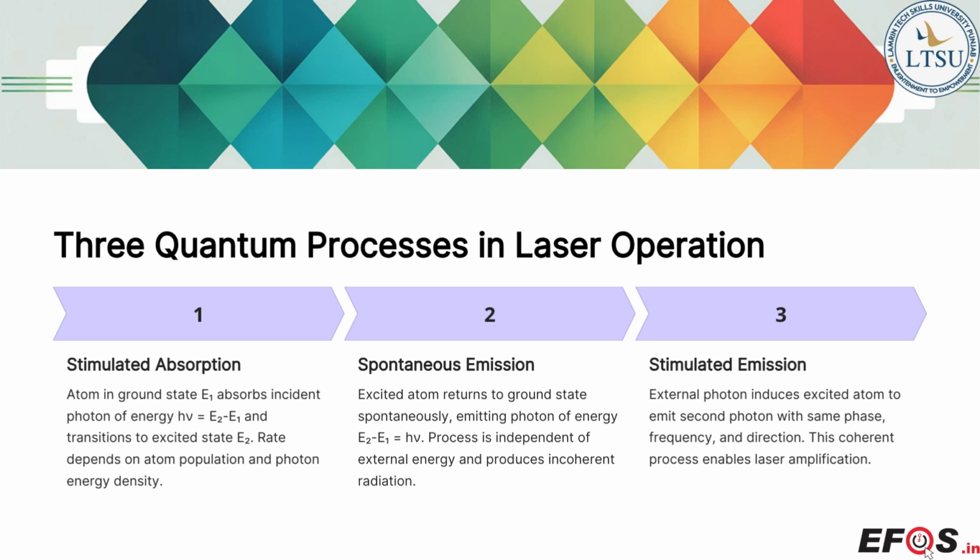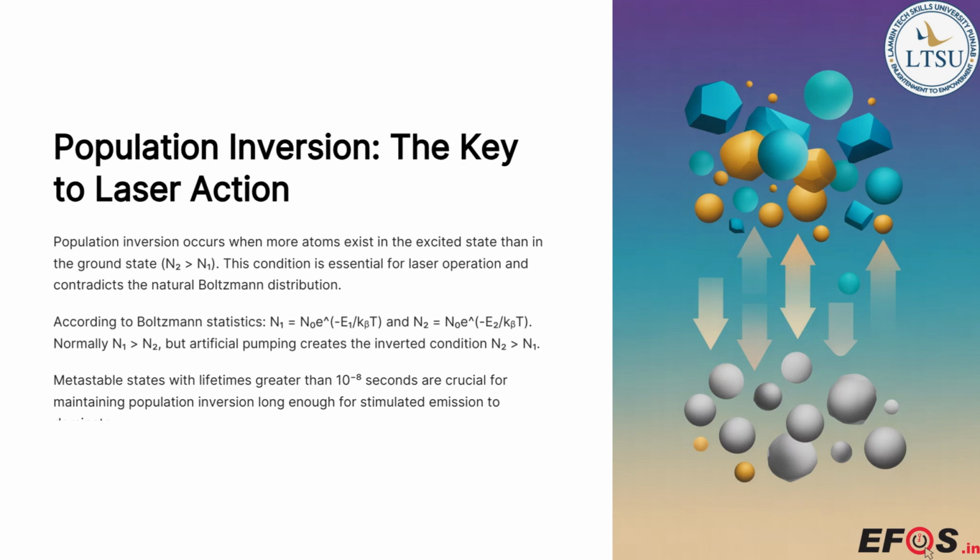3. Stimulated emission. This is the key process for laser action. An external photon strikes an excited atom, inducing it to emit a second photon. Crucially, this second photon has the exact same phase, frequency, and direction as the incident photon. This coherent process is what enables light amplification, or LASER. To ensure stimulated emission dominates over stimulated absorption, a special condition called population inversion must be achieved.